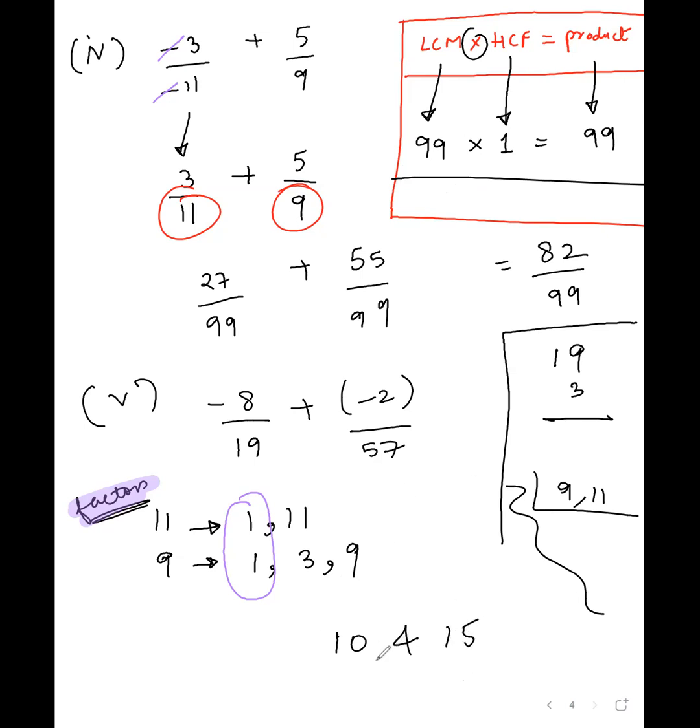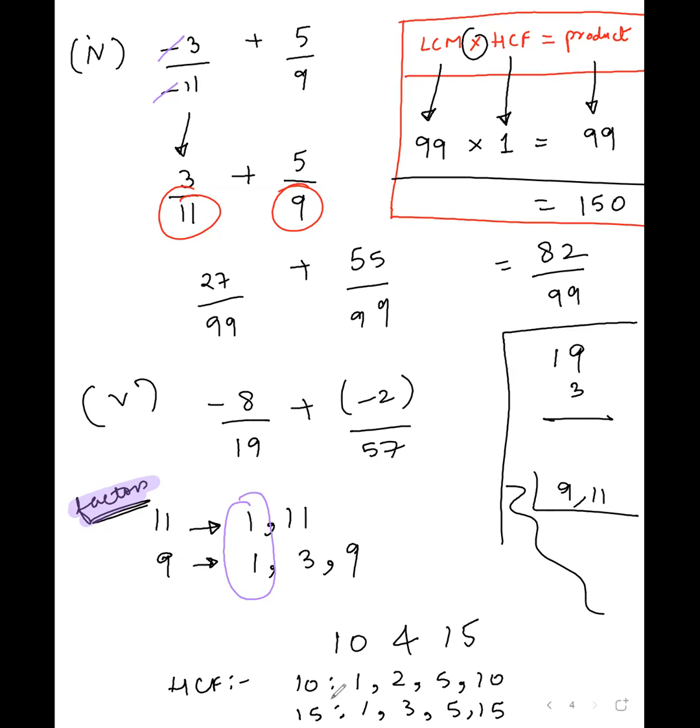So 10 and 15, what is their product? Product means what you get when you multiply. 150. Very good. What is their HCF, highest common factor? See, what are the factors of 10? 1, 2, 5, 10. Very good. What are the factors of 15? 1, 3, 5, 15, not 10.